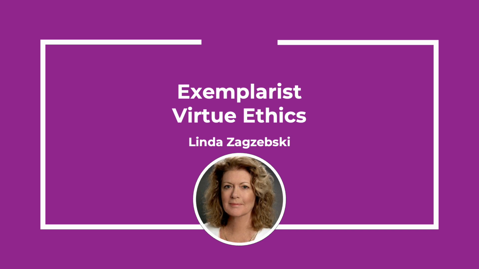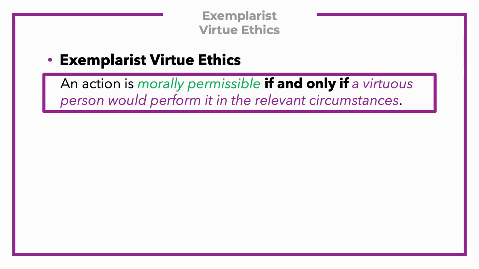Okay, so now we'll talk a little bit about exemplarist virtue ethics. This is a different approach to virtue ethics. The focus here is not on thinking about what character traits the virtuous people have and then deriving what the right actions are from that, but rather on who's a good person, and then thinking about what that particular person would do. If I had to give a definition for this theory, I would put this one: an action is morally permissible if and only if a virtuous person would perform it in the relevant circumstances.